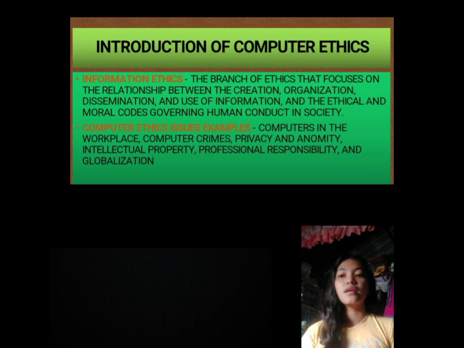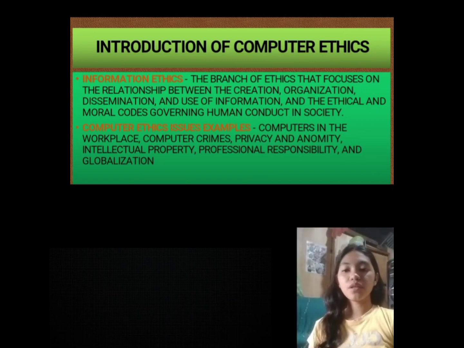Information ethics. The branch of ethics that focuses on the relationship between the creation, organization, dissemination, and use of information and the ethical and moral codes governing human conduct in society. Computer ethics issues examples: computers in the workplace, computer crimes, privacy and anonymity, intellectual property, professional responsibility, and globalization.